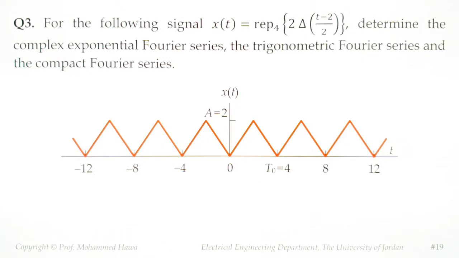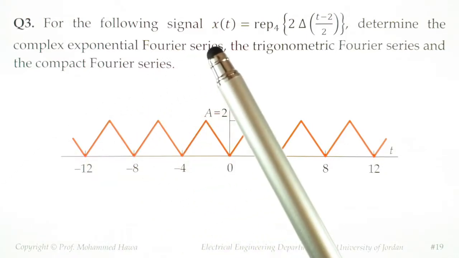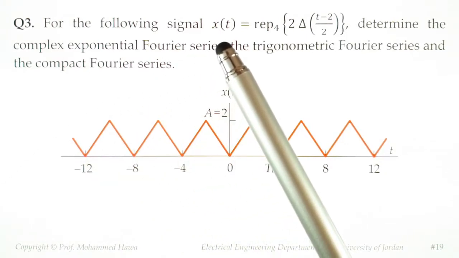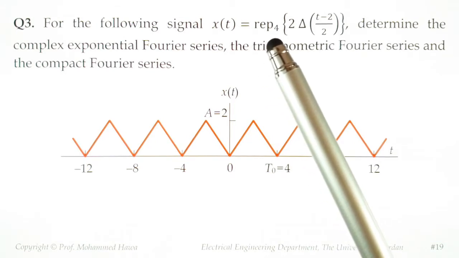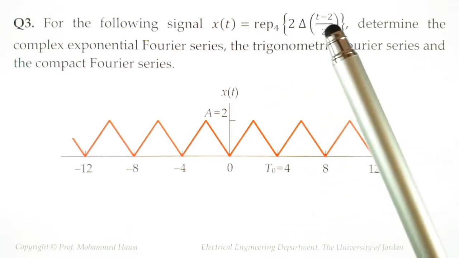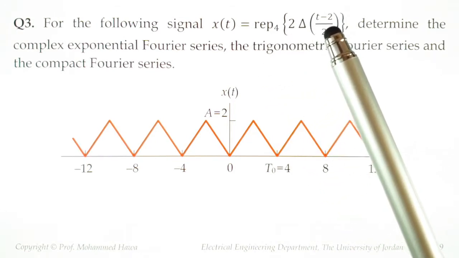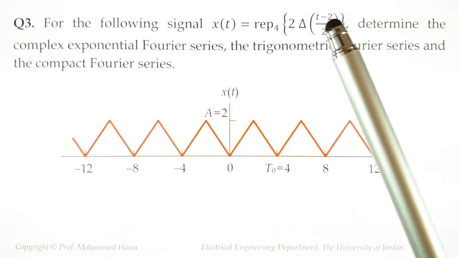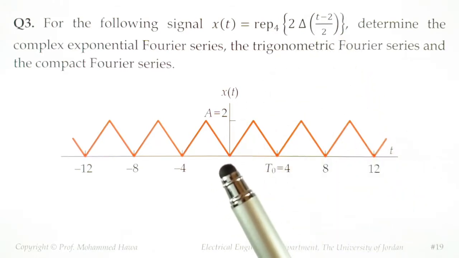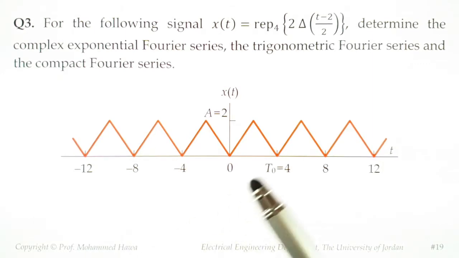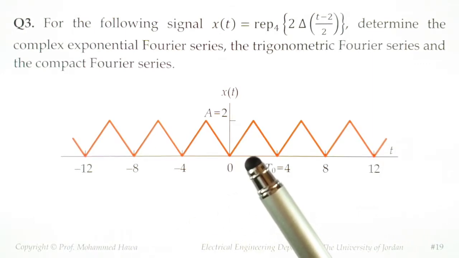For this example, start by drawing x of t, where x of t is repeat every 4 seconds, 2 delta t minus 2 over 2. Notice the time shift here. What you will get is this repeated triangular signal. This repeated triangular signal is shifted to the right by an amount of 2 seconds.